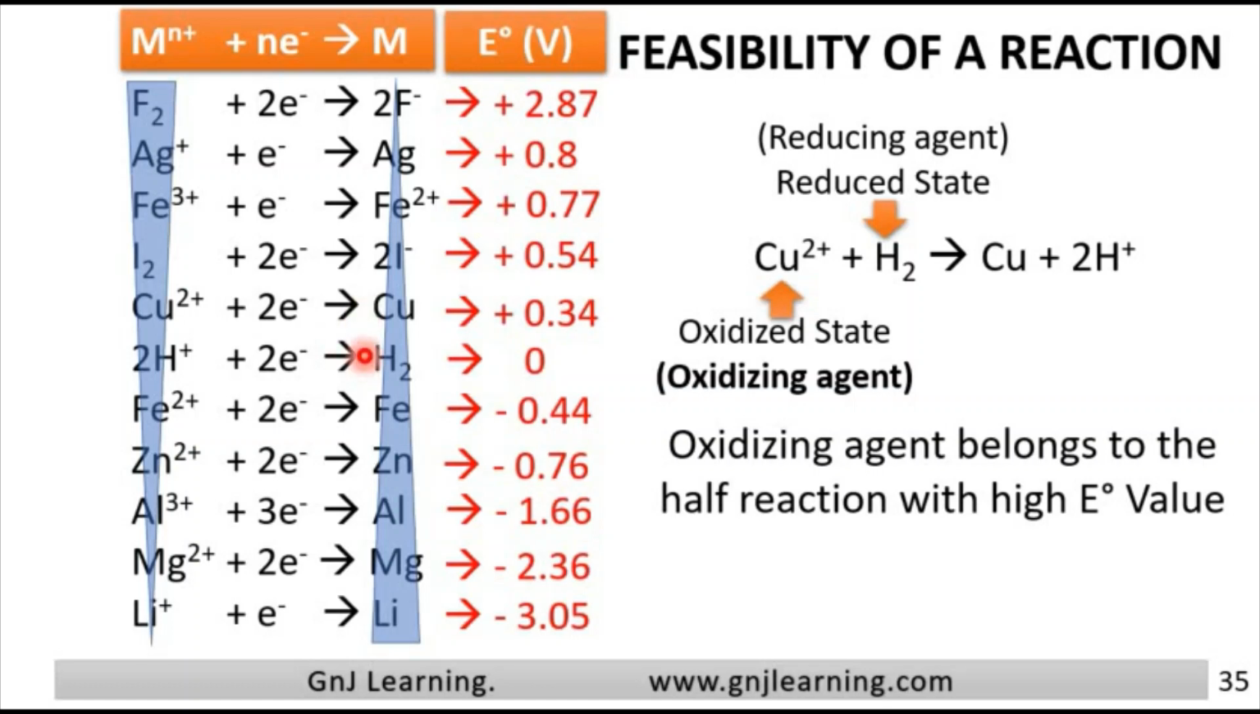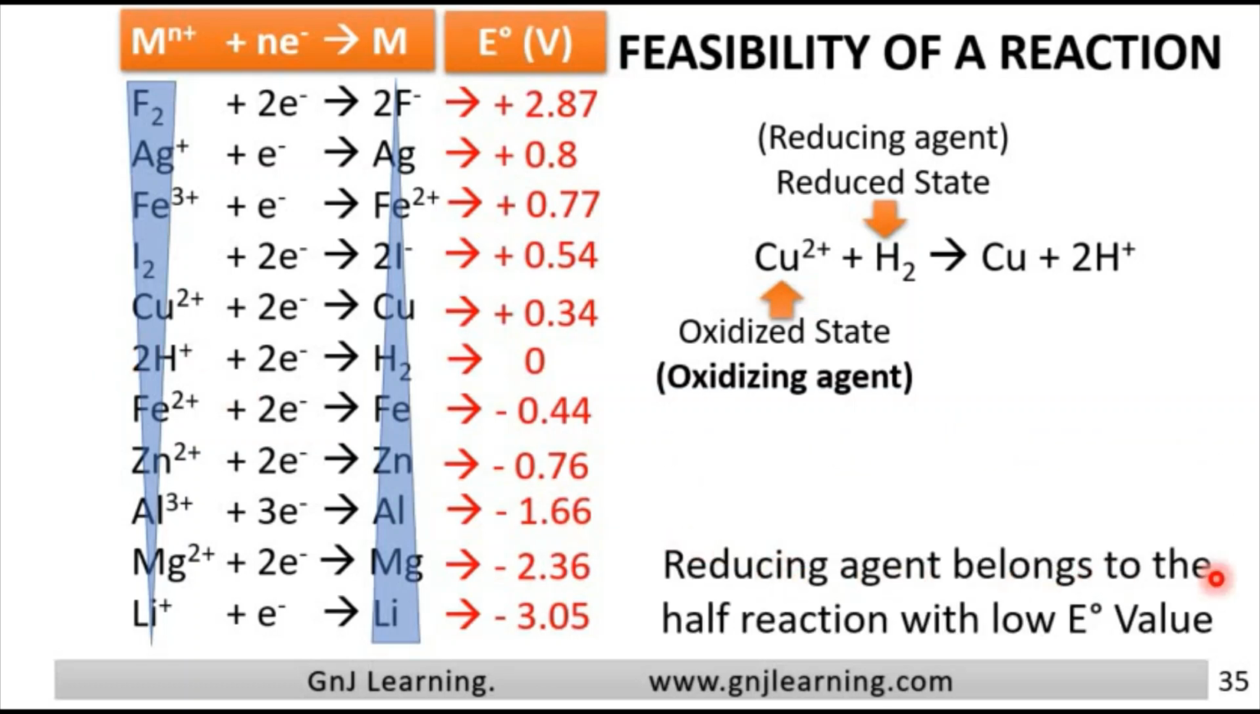So we have two half cells in which the oxidized part belongs to the half cell having the higher E0 value, and the reduced part belongs to the half cell with the low E0 value. That means the reducing agent belongs to the half reaction with the low E0 value. I hope it's clear now. We have a spontaneous redox reaction, and in this reaction, one reactant will be in its oxidized form and the other one will be in its reduced form. The oxidized form is called the oxidizing agent and the other one is called the reducing agent.